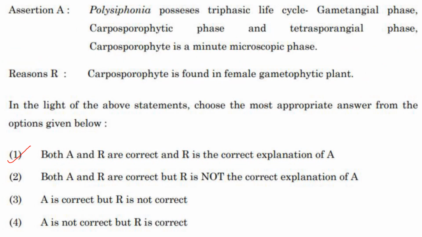Then next one. Polysiphonia possesses triphasic life cycle, gametangial phase, carposporophytic phase and tetrasporangial phase. Carposporophyte is a minute microscopic phase. Yes, that's correct. Carposporophyte is found in female gametophytic plant. Yes, that is also correct. Both A and R are correct, and R is the correct explanation of A. Answer is option 1.